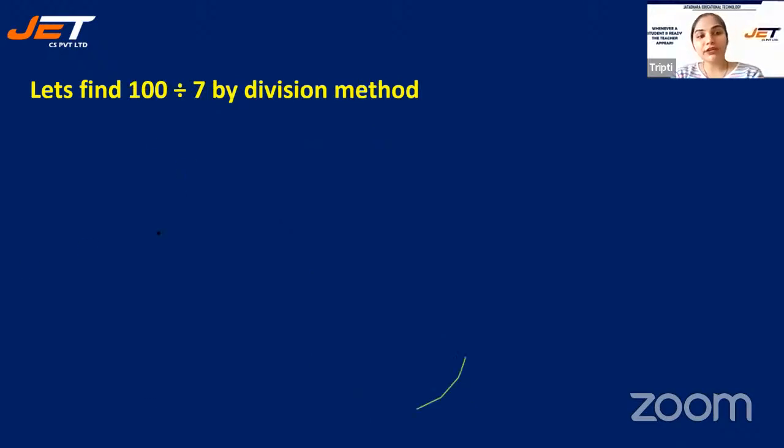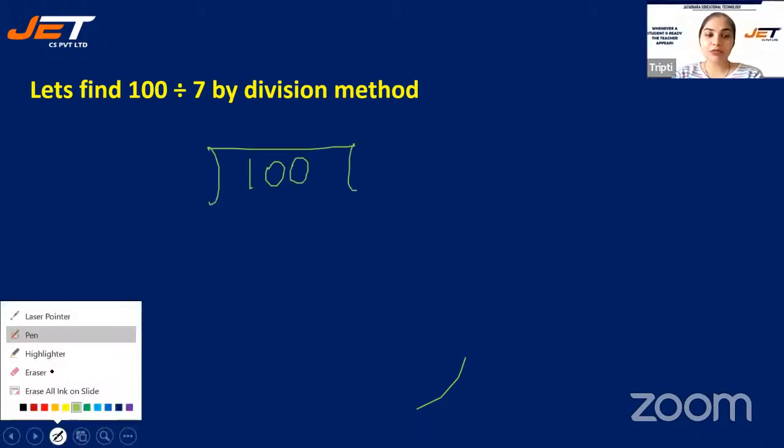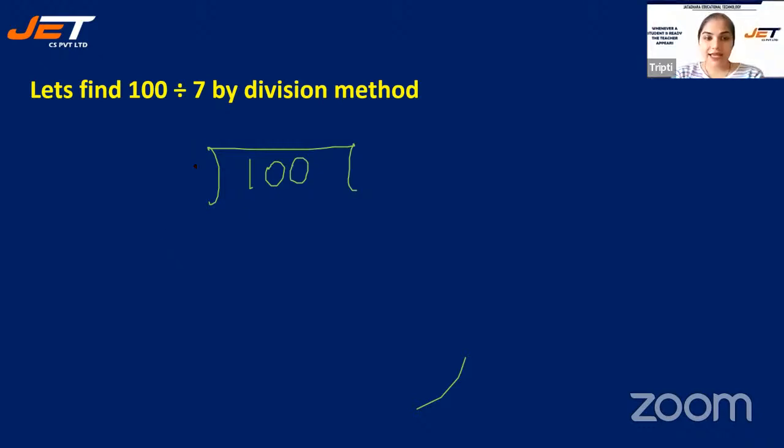Now, children, moving on to a different kind of question. Like earlier, we were dividing 2 digits by 1 digit. Now we are dividing 3 digits by a single digit. Actually, there is no major difference. Things are same. The process is same.